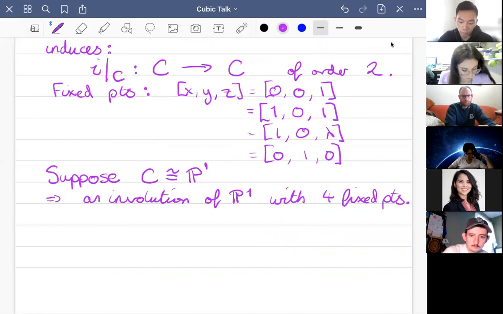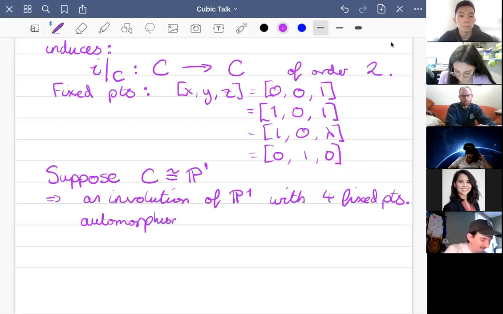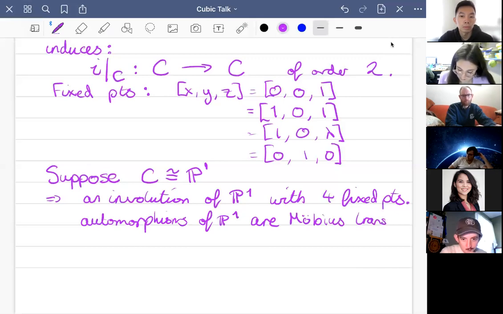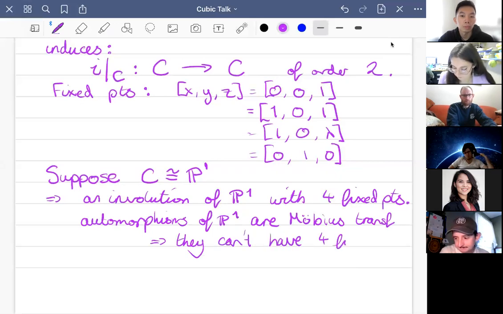But this is already a contradiction, because what are involutions of P1? Well, we know that the automorphisms of P1 are just the Mobius transformations. And in particular, they can't have 4 fixed points. So we get a contradiction.